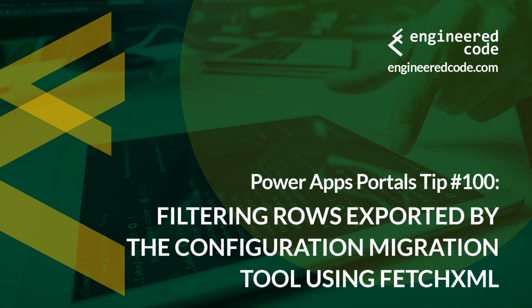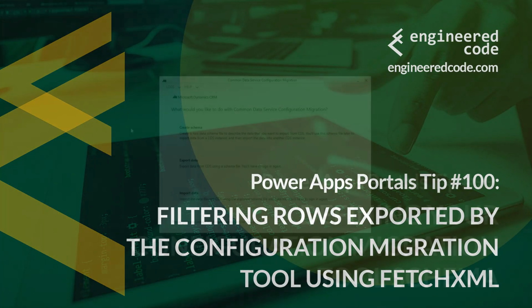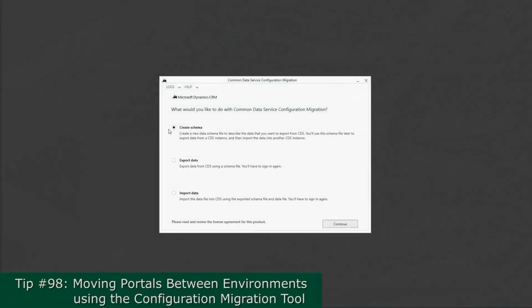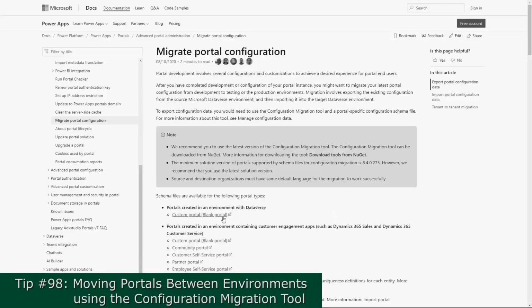Filtering rows exported by the Configuration Migration Tool using FetchXML. In tip number 98, I provided a high-level overview of using the Configuration Migration Tool for PowerApps Portals ALM. In this tip, I'll go into more details on using FetchXML to define which rows are included in your export-import process.